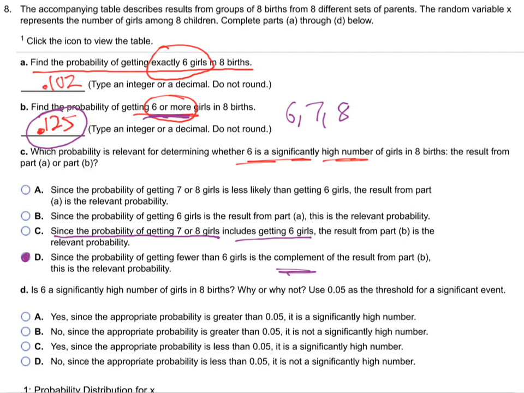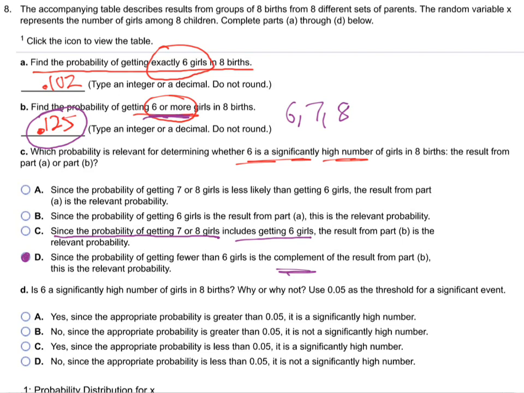I wonder where they got it from, because they're referring to the question as a whole. So they probably said since the probability of getting 7 or 8 girls includes getting 6 girls, since we're talking about 6, 7, or 8. No, never mind. The way he reads it, that's wrong. Completely wrong. Yeah, they're just trying to fool us, and then they accidentally put the wrong answer down. That's what happened. So this is not a true statement. Getting 7 or 8 does not include getting 6. Getting 6 or more would include 6, but getting 7 or 8 does not include 6, right?